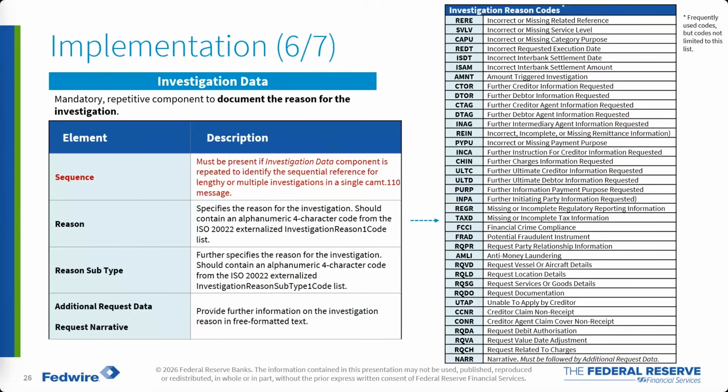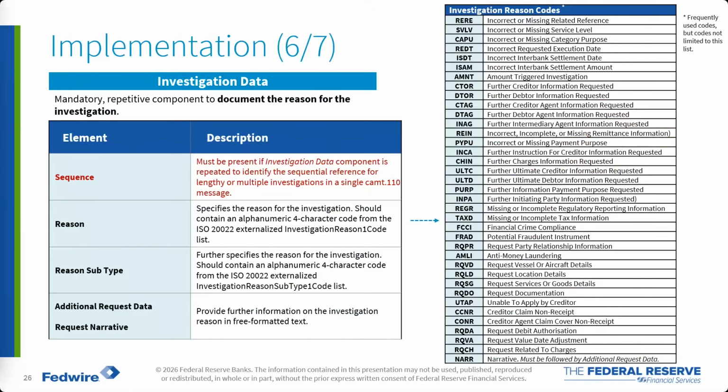If you decide to ask more than one question, raise more than one investigation within a single investigation request message, then you will repeat the investigation data component, and then you must use the sequence element because you're going to be identifying the different questions with a number for each individual question asked. The other elements, reason, subtype reason, and any additional request data, mainly the narrative request option, are not changing compared to our July 2025 implementation.